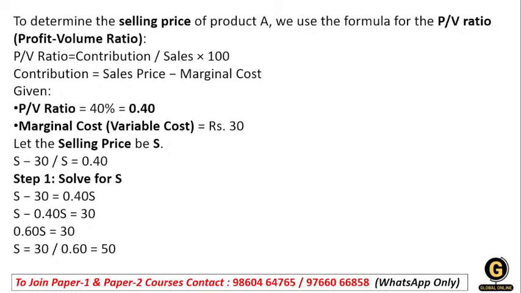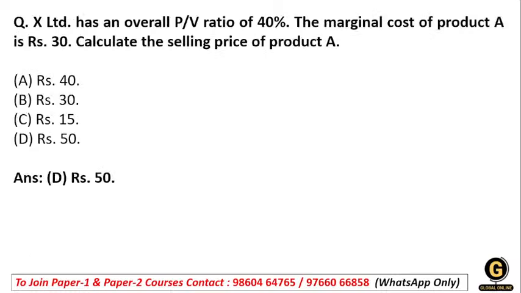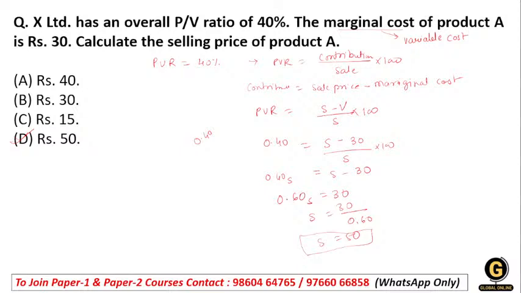Okay. And I know more students have a question: from where did you get 60, ma'am? So it's simple, because you have to shift the s over here. So this is your 1. From 1, when you subtract 0.40, you will get 0.60. So from here I get that 0.60.